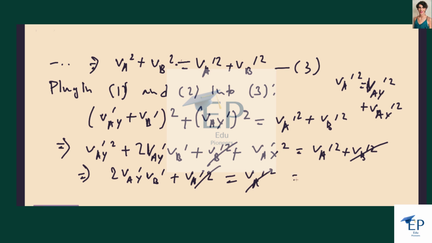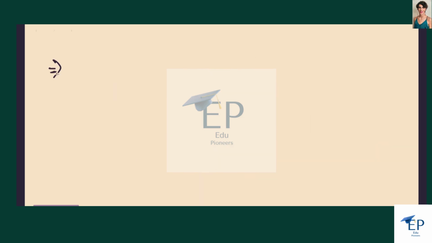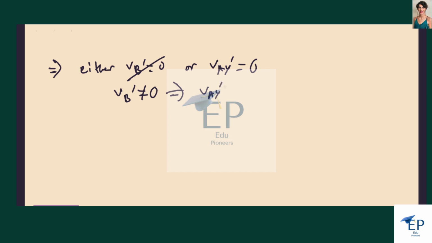And we're left with the unsettling realization that the final answer here is 2 vA y prime times vB prime is 0. Okay, so what does that mean? That means that either vB prime equals 0 or vA y prime, the y component of vA prime, is 0. And this cannot be true because we already know that vB prime is non-zero from the figure. So this implies that vA y prime is 0. So vA prime has no y component.